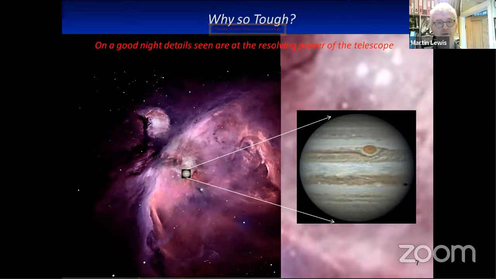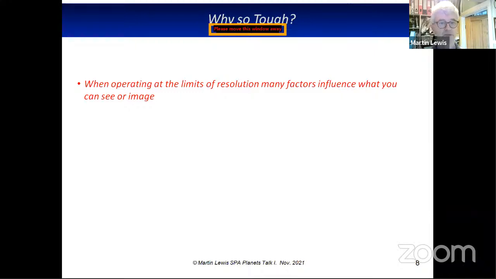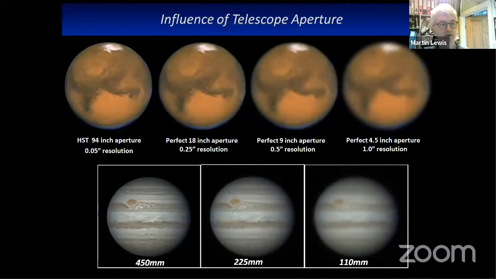You're seeing one of the moons, a shadow of one of the moons. You can see the Great Red Spot there with some detail in it. And you are working there at the limits of resolution of the telescope to pick up detail like that. So much finer than you would see in deep sky objects or imaging deep sky objects. So when you're operating at the limits of resolution, there are a lot of factors that influence what you can see or image. So let's look at some of those things.